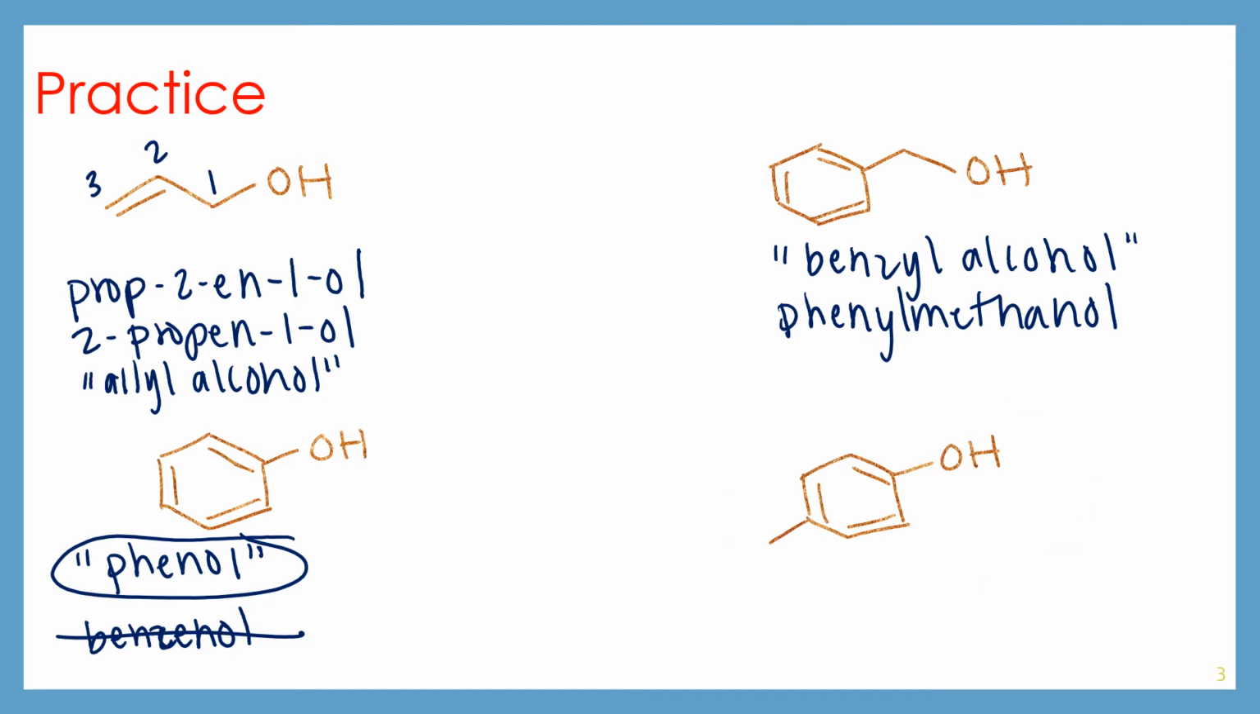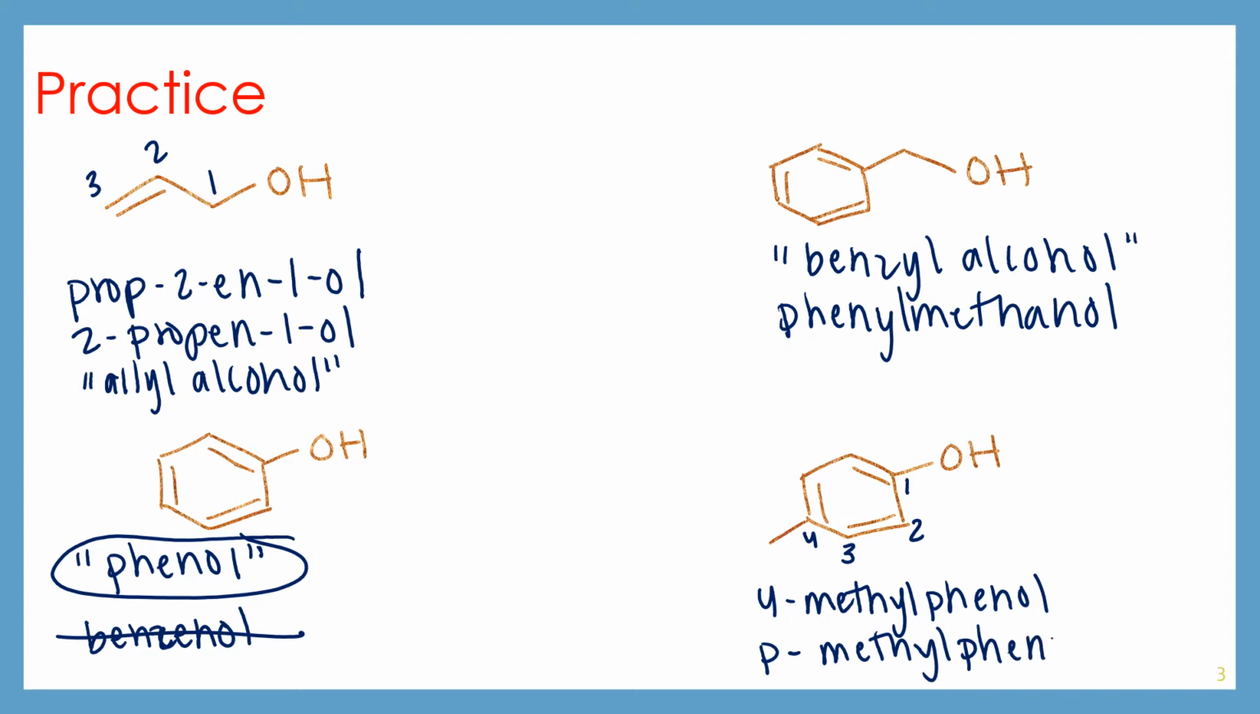of phenol. So we assume that this is carbon number 1 because of the alcohol, 2, 3, 4. We can call this 4-methylphenol, and this is the correct IUPAC name for this compound. When you get to OChem 2, you're going to learn about ortho, meta, para substituents on benzene rings. But for now, know that this can also be called p-methylphenol, the P standing for para.